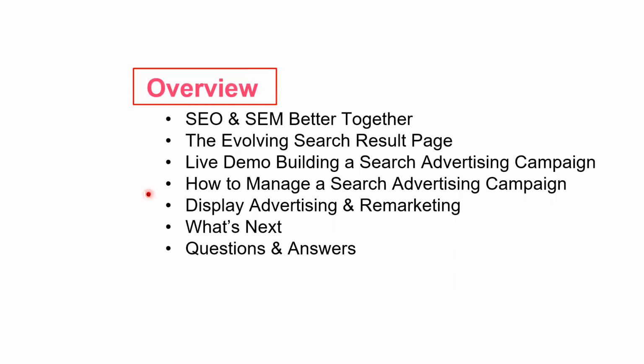And today we're going to cover these key topics. SEO and SEM, what they are and why they're better together, and the evolving search results page, or SERP. We're going to take a quick live demo and show you how to build an effective search advertising campaign, which is the first campaign type you're going to need in any Google Ads campaign. Then we're going to show you some of the most effective techniques for how to manage that search campaign once you have launched it. We're going to take a quick overview of what display or image advertising is and how you can use remarketing to make that hyper effective. If there's time, we'll cover a quick what's next in SEM section, followed by questions and answers.